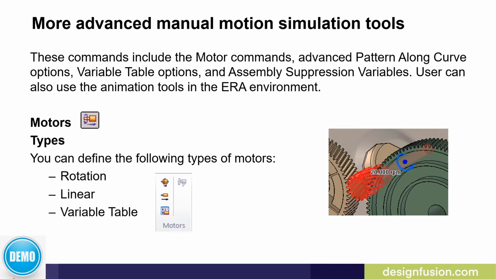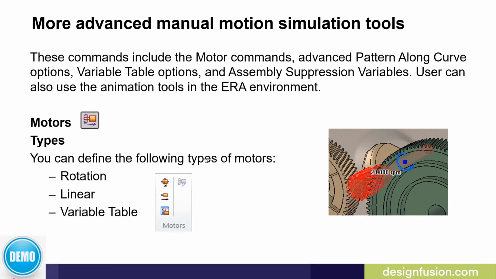The previous video illustrated the simulation of a rotating motor. Solid Edge provides advanced commands along with the assembly relationships to help you create motion. These commands include the motor commands, advanced pattern along curve options, variable table options, and assembly suppression variables. Users can also use the animation tools in the ERA environment.